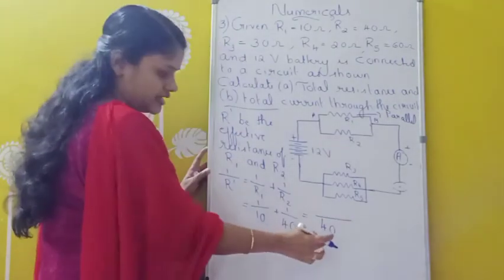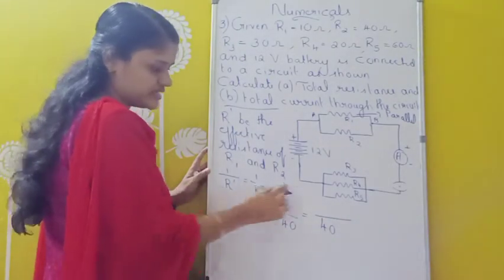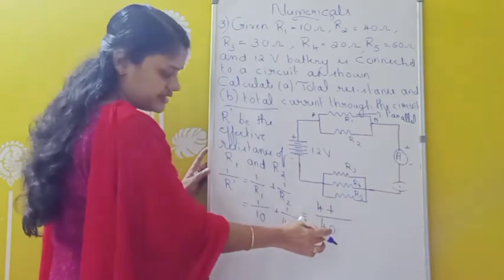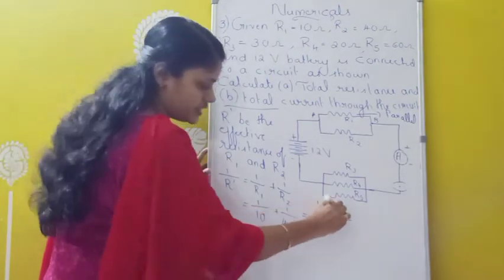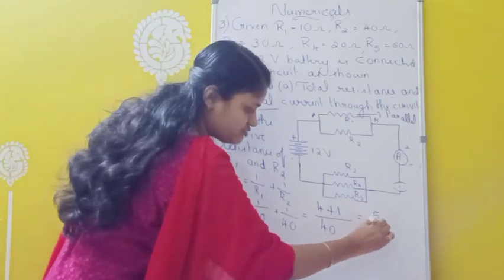So 40, and this 40 by 10 is 4. 4 into 1 is 4, plus again here 40 by 40 is 1, 1 into 1 is 1. So I am getting 5 by 40.